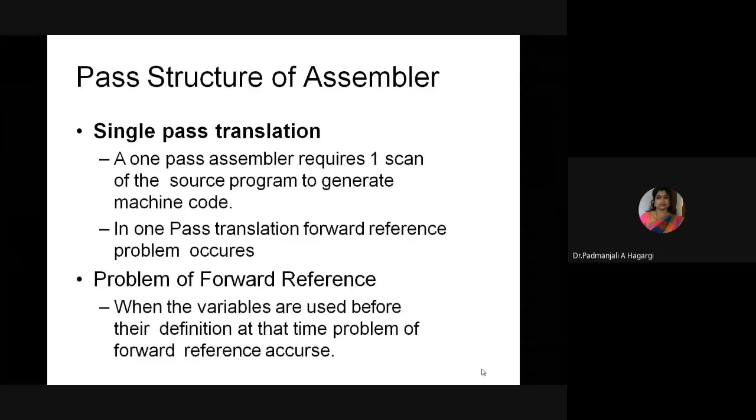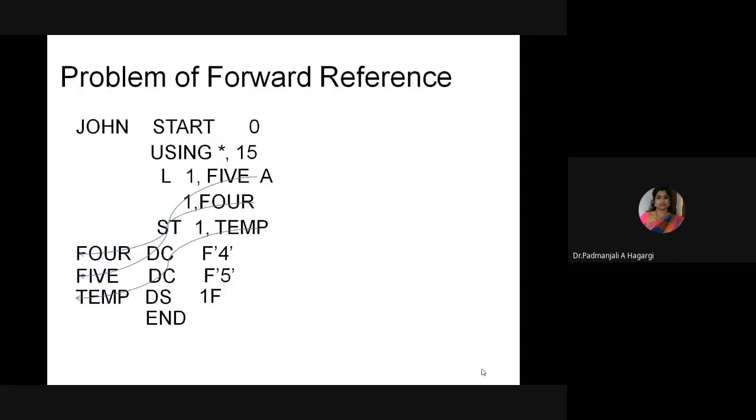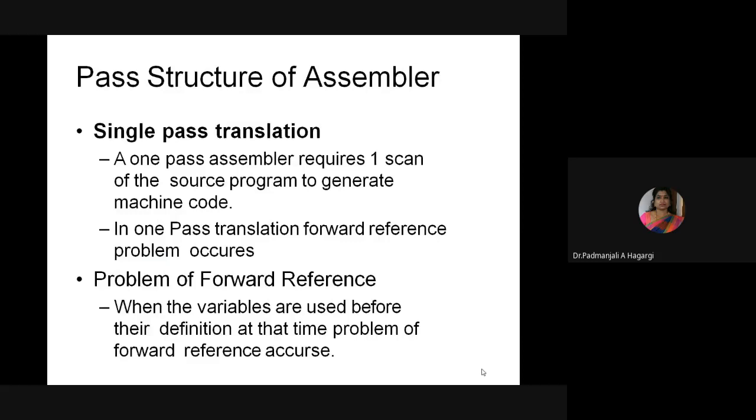The pass structure of the assembler is explained using an example of the forward reference. A forward reference is one where the label or the argument is located somewhere further in the program, and before that we will not come to know its location. So in the pass structure of the assembler, single pass translation and the problem of forward reference are the two highlighted topics.